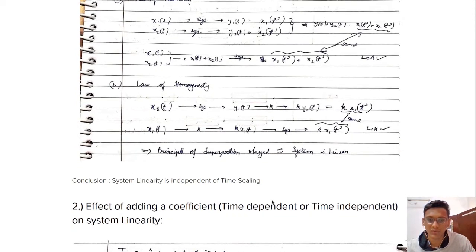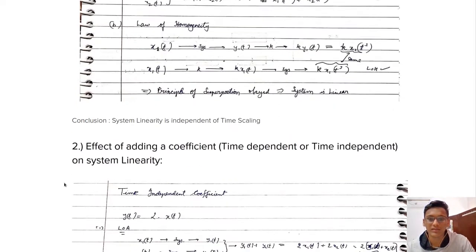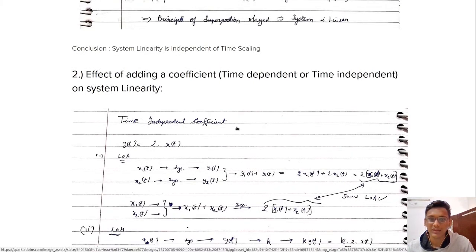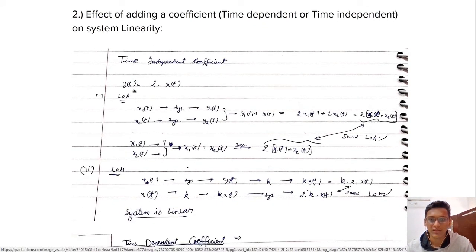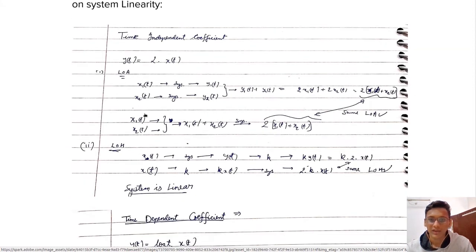Now let's see the effect of adding a coefficient, time dependent or time independent, on system linearity. Let's first take the example of a time independent coefficient. y(t) equals 2x(t). So by the law of additivity, we get x1(t) passed to the system, y1(t), x2(t), again y2(t). Adding these two both, we get 2x1(t) plus 2x2(t). That could be written as 2(x1(t) plus x2(t)). Now, adding these two signals, we get x1(t) plus x2(t), and then passing it through the system. According to the system relationship, we can see the system is multiplying the input signal by 2. So we get 2(x1(t) plus x2(t)). Again, these two are the same, you can see.